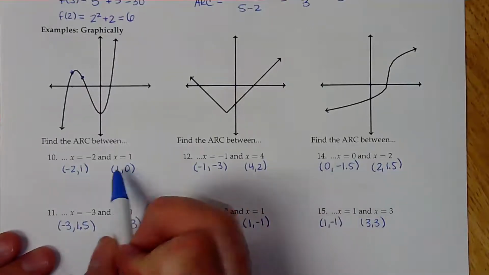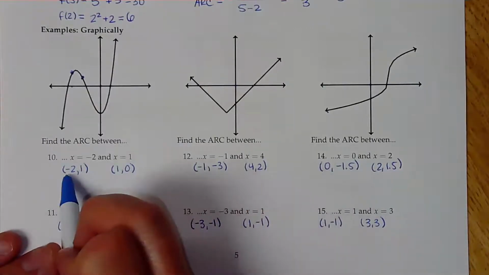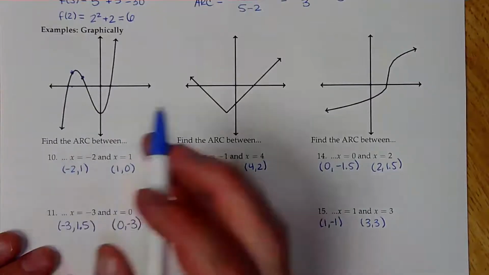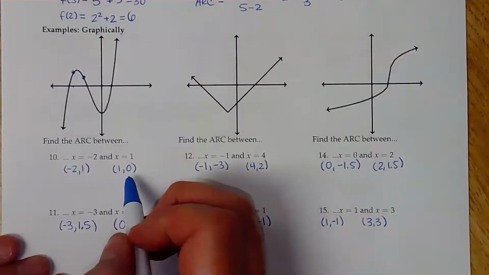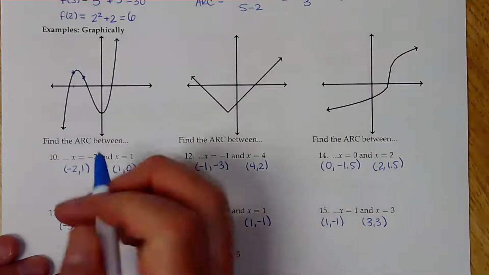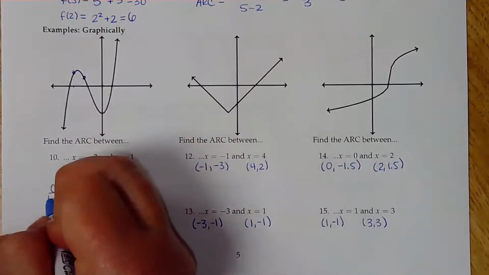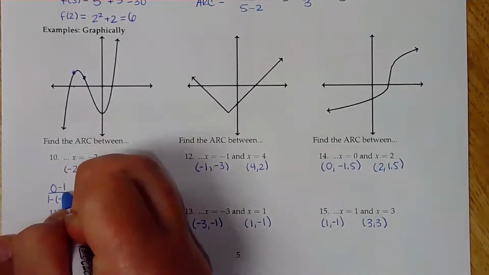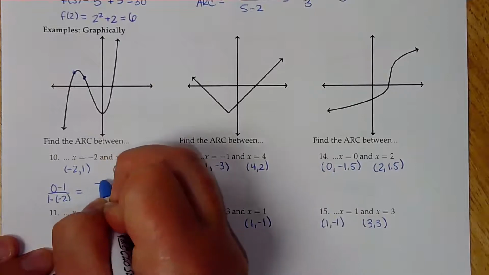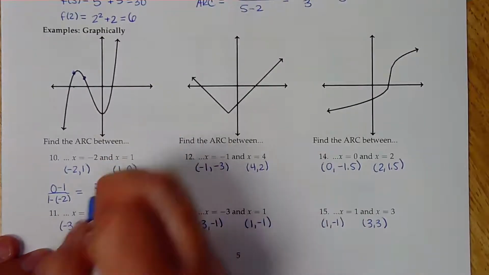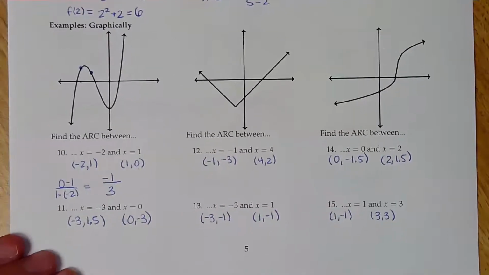So you can go either way. I usually call this first one my x1, y1, and this one my x2, y2. But you can certainly subtract the other way. That works just fine. So it's y2 minus y1. So I have 0 minus 1 over 1 minus a -2. So it gives me a -1 in the numerator. 1 minus a -2 gives me a 3 to get -1/3.